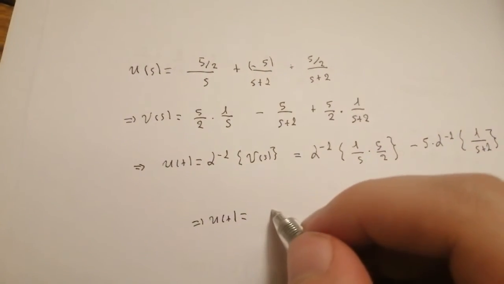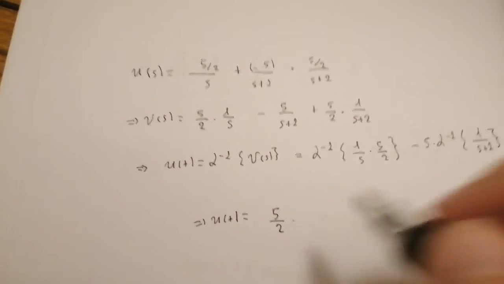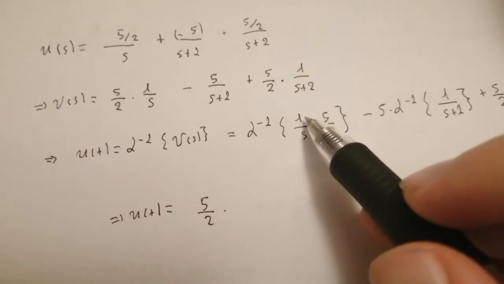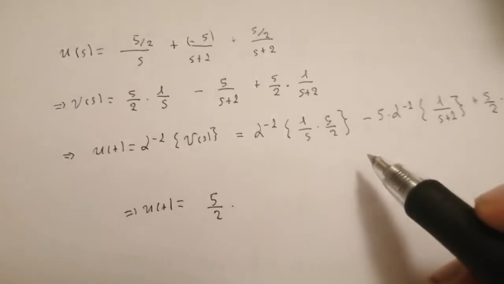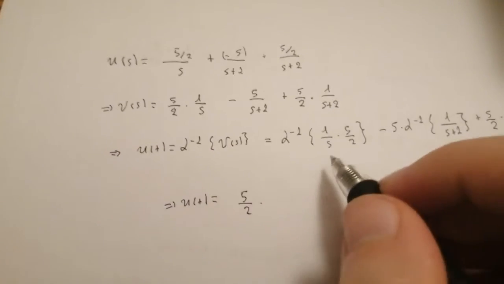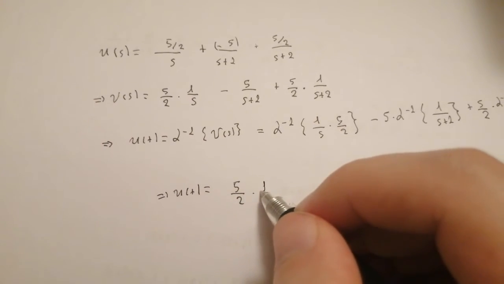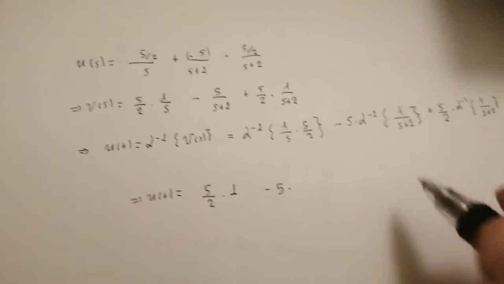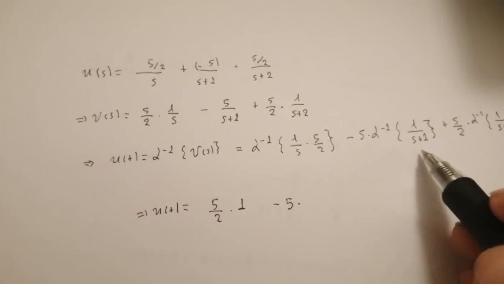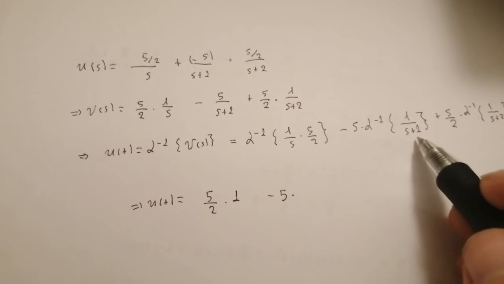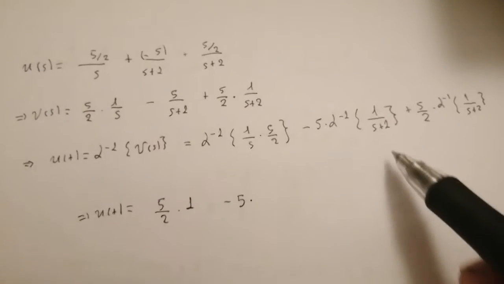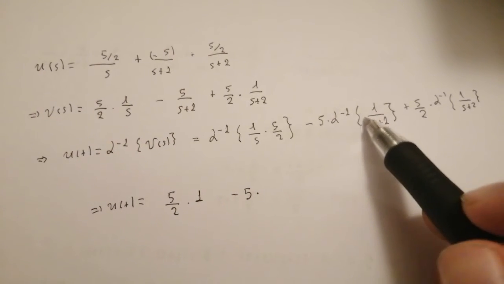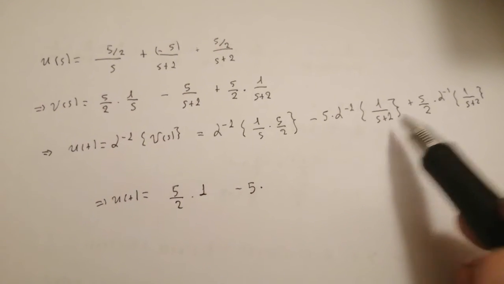Consequently, I have to find the function that, when I take the Laplace transform, gives me 1 over s. This is simply 1, so the inverse should be 1 minus 5 times the inverse Laplace transform of 1 over s plus 1. I have to find a function whose Laplace transform is equal to this quantity over here.